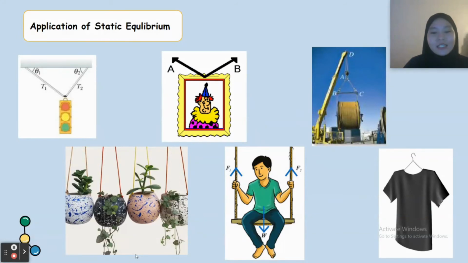The second one is a picture frame, which is just like the traffic light. The third one is a crane, which is holding a really heavy load using a string too. The fourth one is a shirt, which is hanging by a hanger. Next, a swing, which is usually found at a playground. And the last one is a plant pot hanging by two strings too, and the pot contains soil and a plant.